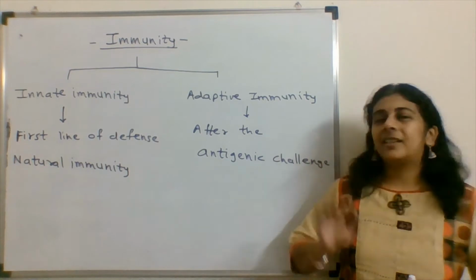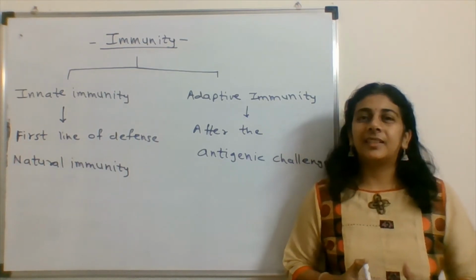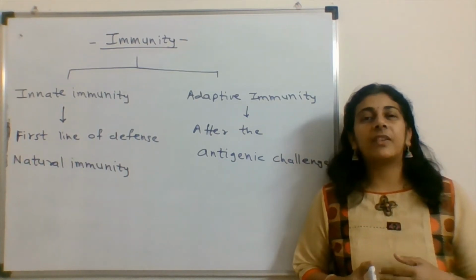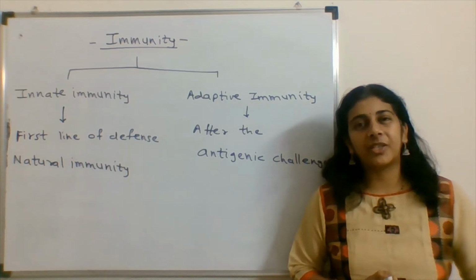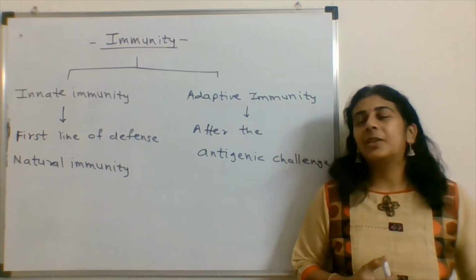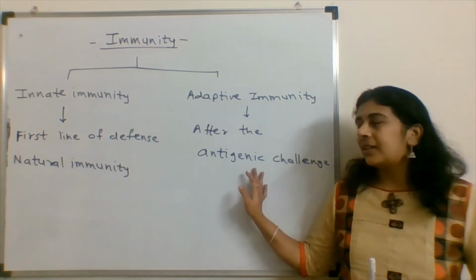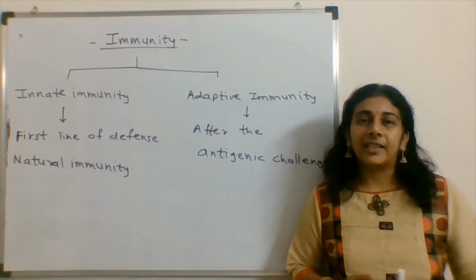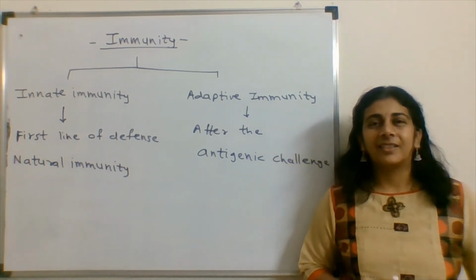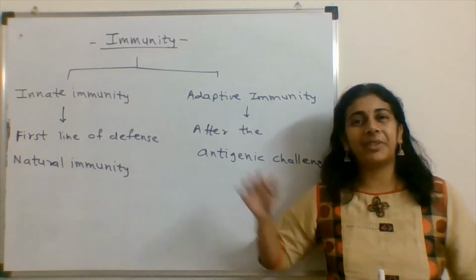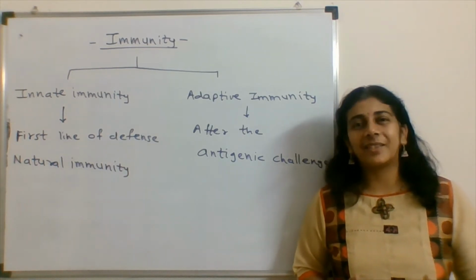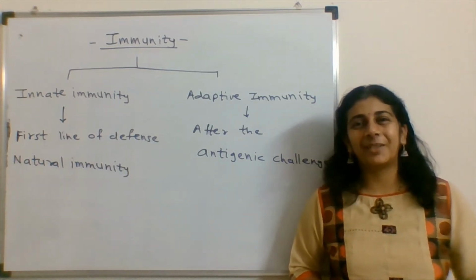The other one is the adaptive immunity. This is the immunity which develops after the infection occurs. So this is a development after the antigenic challenge, we can say. So let's go to innate immunity and find its barriers and some details about innate immunity.